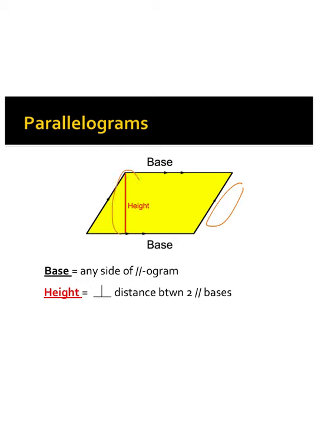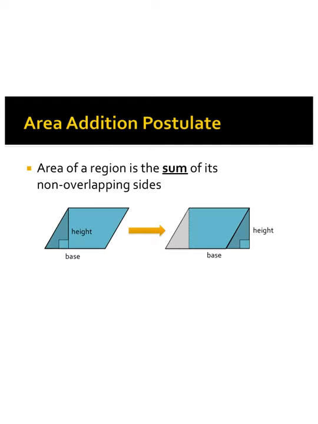Another thing to note is that this height does not have to start at this corner. A lot of times it does. I could drop that height down anywhere because the height is the perpendicular distance between the two bases. So this could also be the height. And as you see, both of those have the same length.